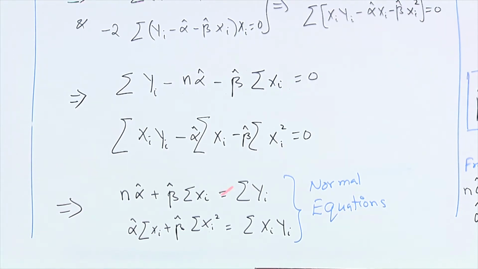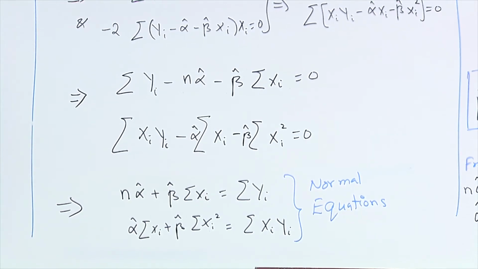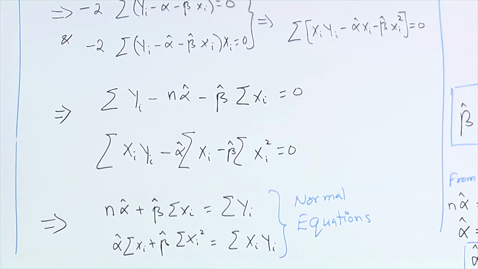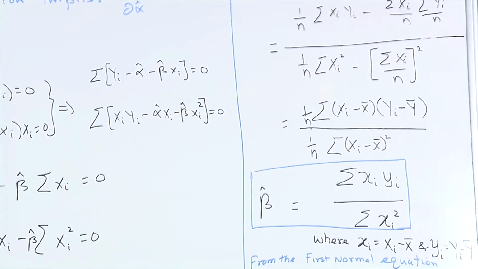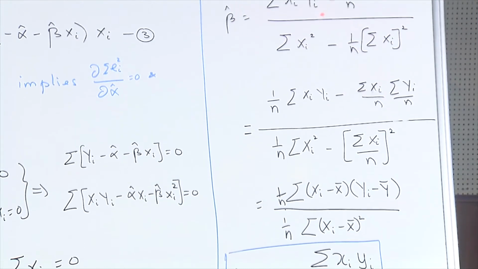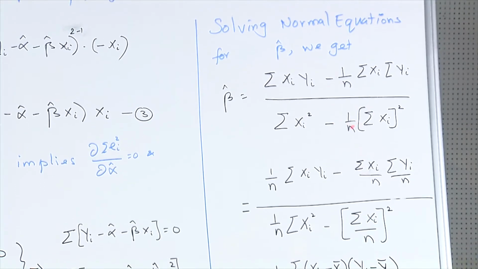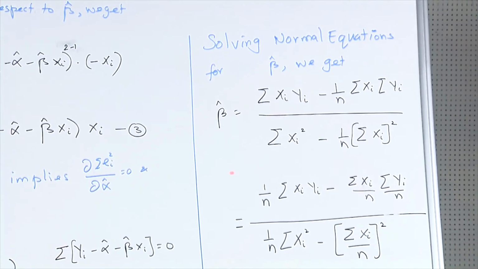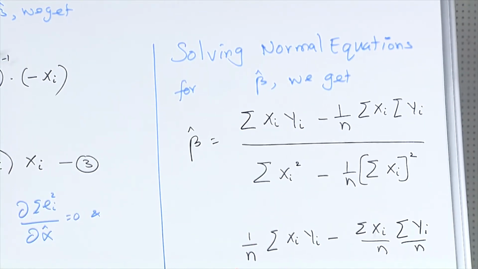We call these two equations normal equations, and we can solve them with respect to beta hat first. If you solve these simple simultaneous equations with two unknowns alpha hat and beta hat, you get beta hat is equal to sigma xi yi minus 1 by n sigma xi sigma yi, divided by sigma xi square minus 1 by n sigma xi whole square. Actually, this can be further reduced. You can multiply the numerator and denominator by n, and then you get terms like this.